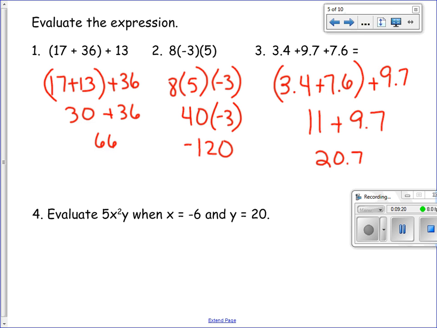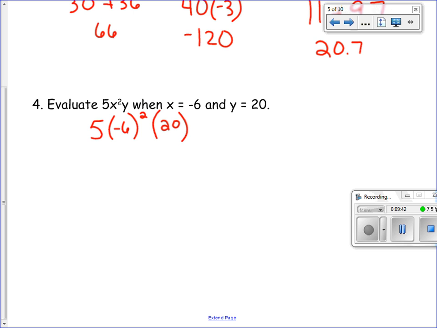All right, here we go. So we're going to do number 4 now. Evaluate 5x squared y when x is -6 and y is 20. So we're going to substitute x, which is -6, squared, and y, which is 20. First of all, we're going to need to simplify before we use our properties.